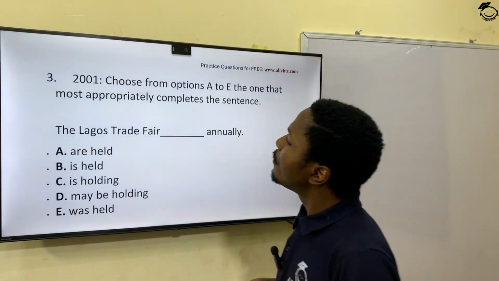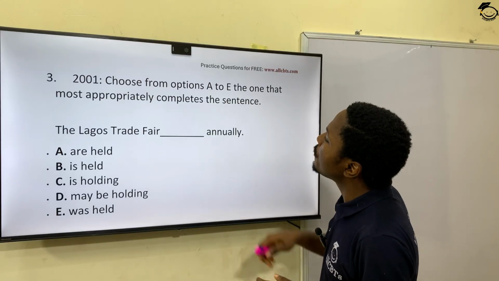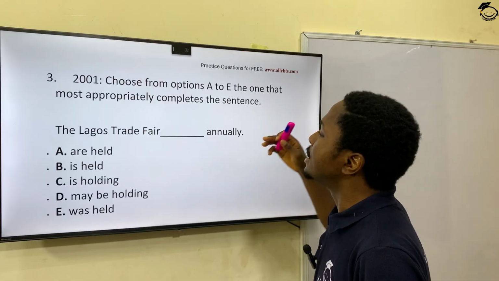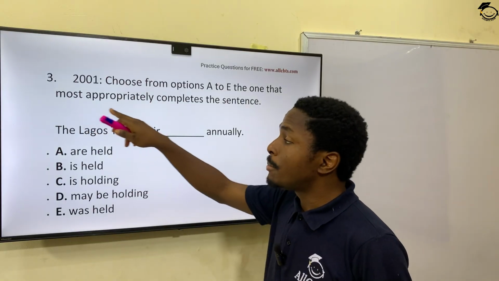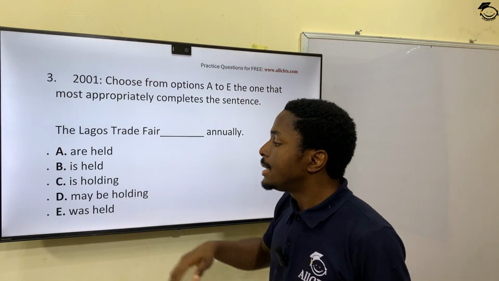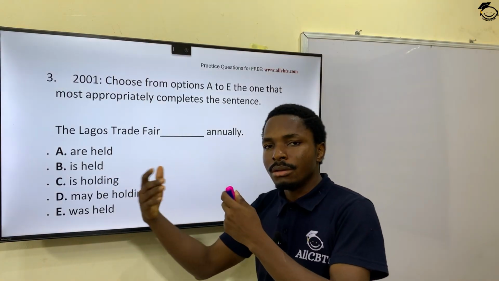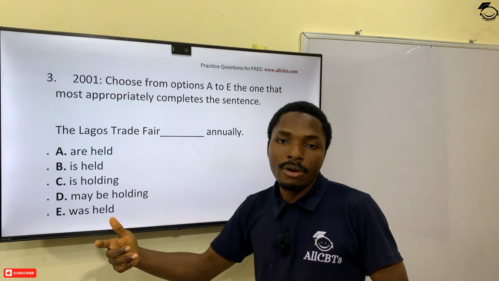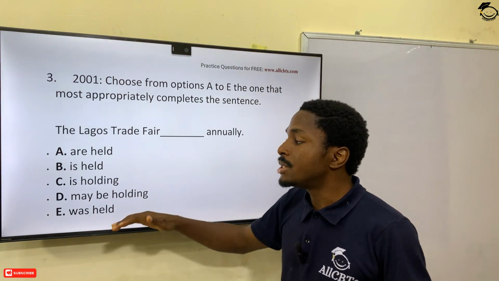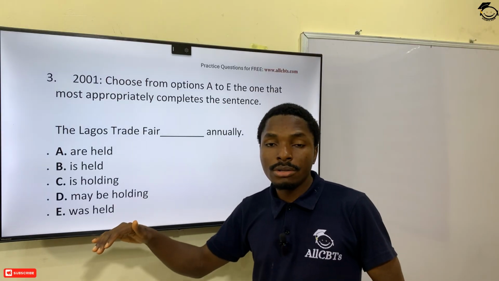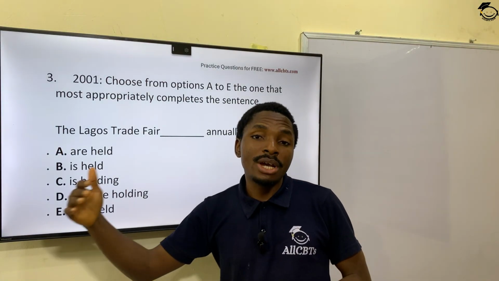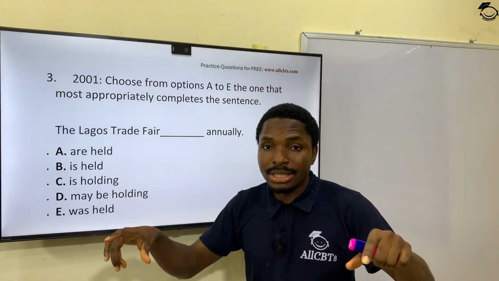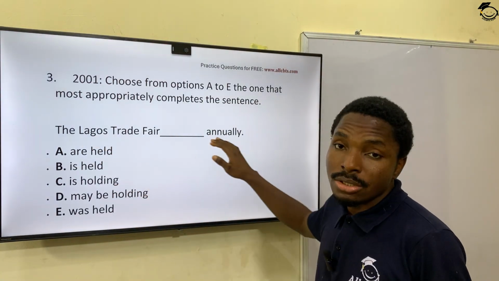Question 3 from 2001. Choose from option A to E the one that most appropriately completes the sentence. When it says most appropriately, what it simply means is that some of them would complete the sentence, but one of them would do so most correctly. All right? It's trying to tell you, in other words, that not all these options are wrong. Some of them might sound right. Some of them might even be right. But one is most appropriate for this sentence.